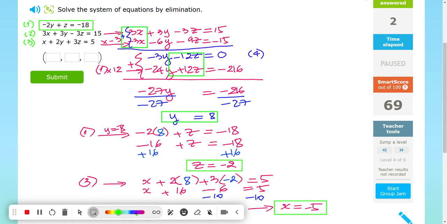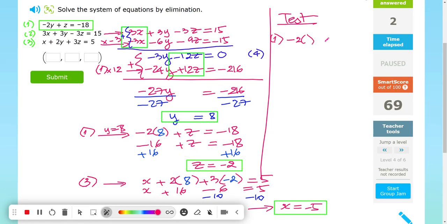So let's test my answer. From equation number 1, you have negative 2y plus z equals negative 18. Substitute y equals 8 and z equals negative 2. I come out with negative 16 minus 2 equals negative 18. So negative 18 equals negative 18. Very good, so we got it correct.